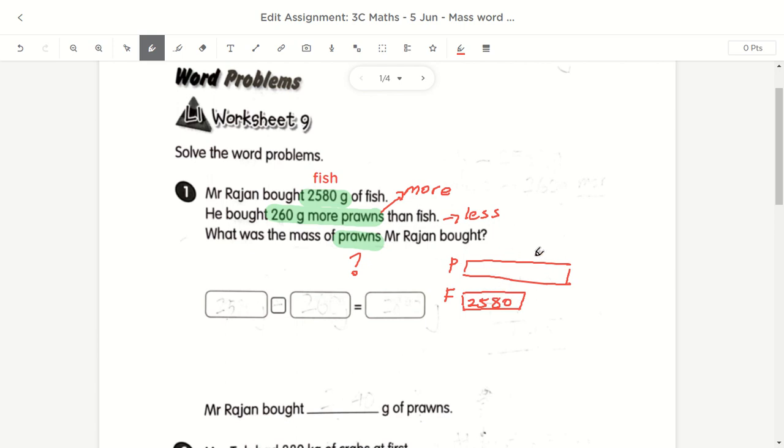He bought 260 grams more prawns. So where do you put this 260? He bought 260 more prawns, so this 260 will be this extra part over here. And they are asking you how much prawns did he buy, how heavy are the prawns that he bought. So this is how the model looks. You know fish is 2,580 grams. You know there are 260 more grams of prawns than fish. So your task now is to find the mass of prawns, which from this model is quite easy to find out. So I'll leave you to find out this answer. I will not do it with you.